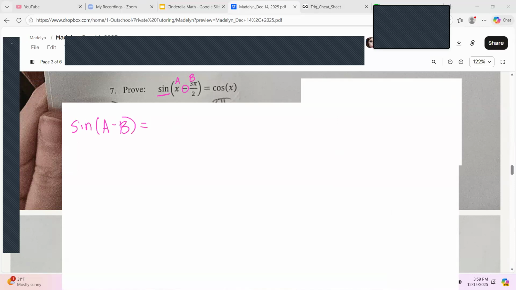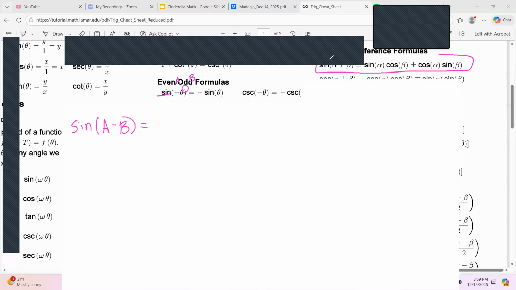Let's come back over to our sheet. Okay, at the very top, the sine one, top right, and we're going to be following the bottom signs because we want minus. So that would be sine A cos B minus, because we're following the bottom signs, cos A sine B. Okay.